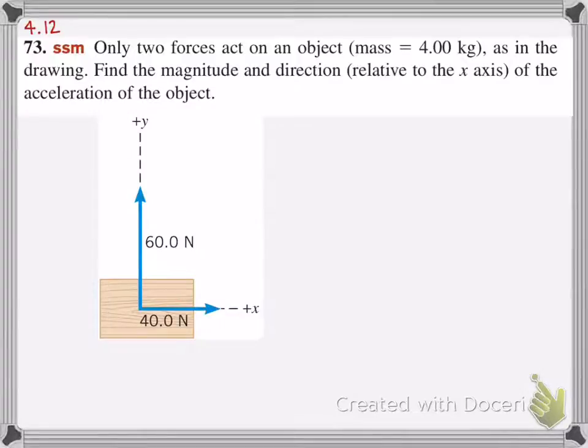Today we're going to be solving 73 in section 4.12. It states, only two forces act on an object with a mass of 4 kilograms, as in the drawing. Find the magnitude and direction relative to the x-axis of the acceleration of the object.